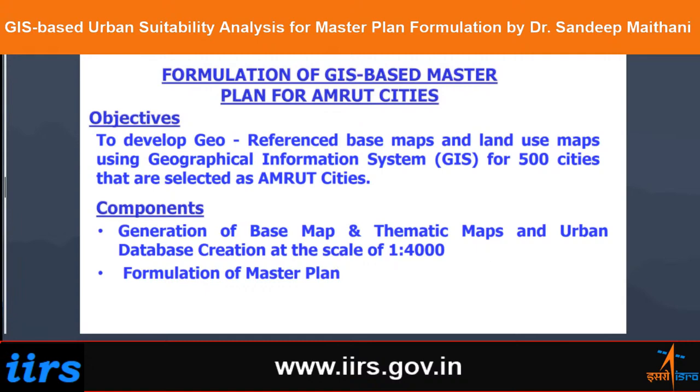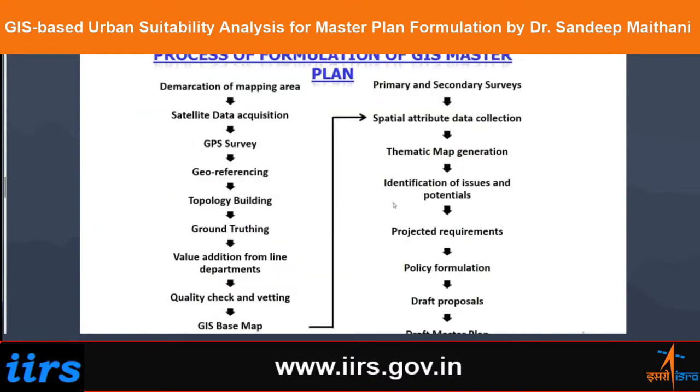Now, what is the process of GIS master plan formulation? First of all, we demarcate a planning area. The town planning authorities, or basically the urban development department, will demarcate an area around the city which it considers to be the future urbanizable area. That is called a mapping area, or you can say a planning area.